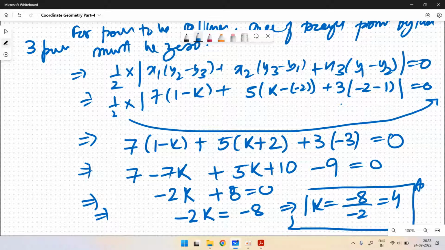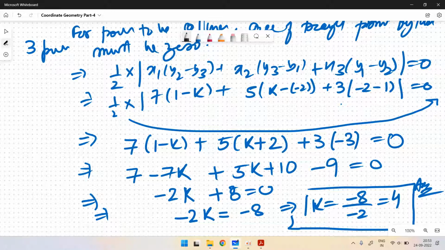The value of k is 4, for which these 3 points will be collinear, which is the answer. Now I'm solving the second part, you can similarly solve.